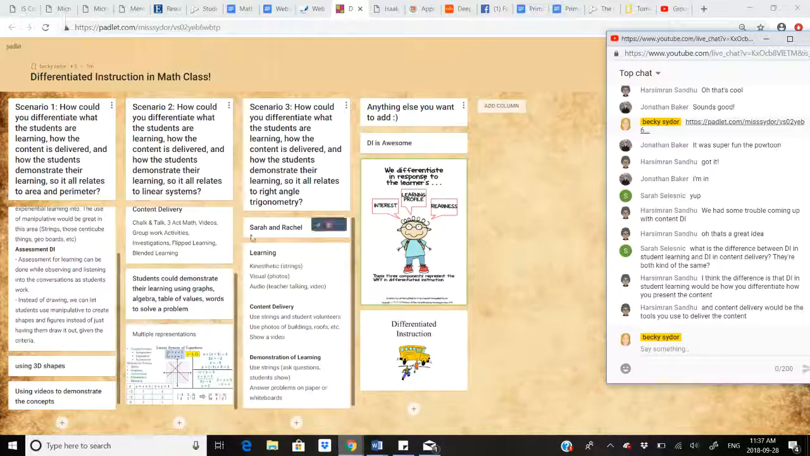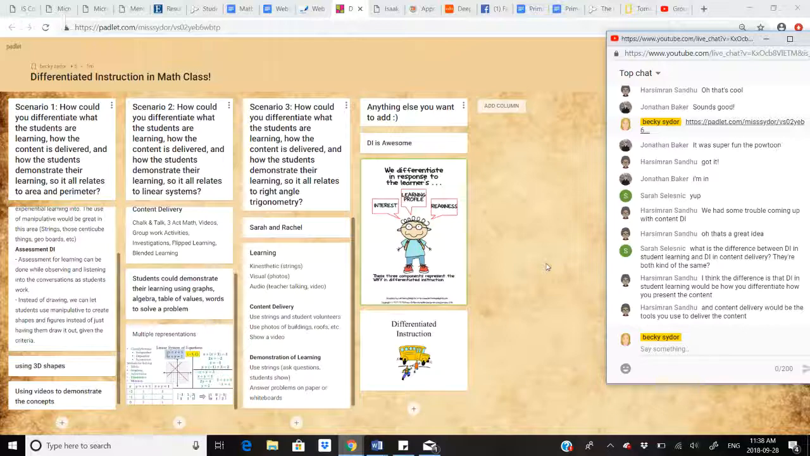Yeah, excellent job. All right, so last we have the same deal, but with right-angled trig, which is not a very liked topic for many students. So this would be good to discuss. So learning, demonstration of learning, kinesthetic, visual, and audio, yes. So because we don't want to just keep giving them worksheets with right angles on them, you could use strings, photos, and videos. Yep, very good.